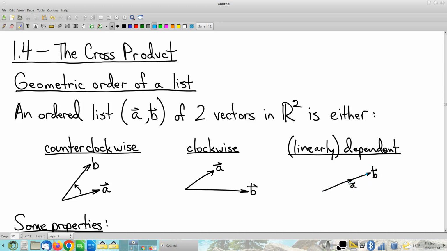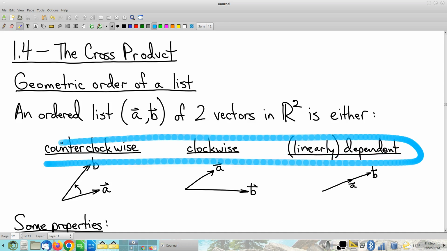Good news. All of these other cases come about when the pair of vectors is linearly dependent. So I'm just going to lump them all together. They're kind of annoying anyway, and we're going to call that third case just linearly dependent. So here's our three possibilities. If you have a list of two vectors in R2, that list is either clockwise, counterclockwise, or dependent. Happy?